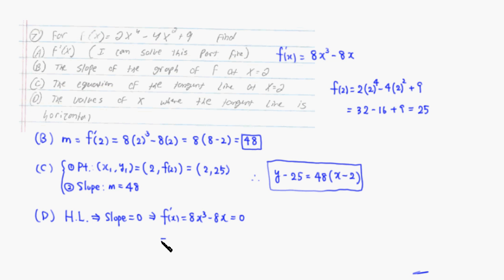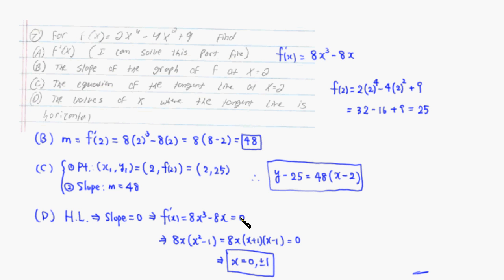We can solve that by factoring out, so 8 is in common and also x is in common. Then you have x squared minus 1, and we can factor this even further. We can write it as x plus 1 times x minus 1, which is equal to 0. So we know that the x value is either 0, negative 1, or positive 1, so x equals 0 and plus or minus 1.